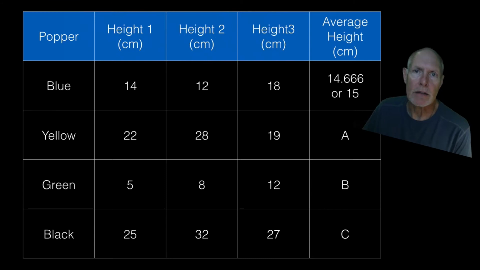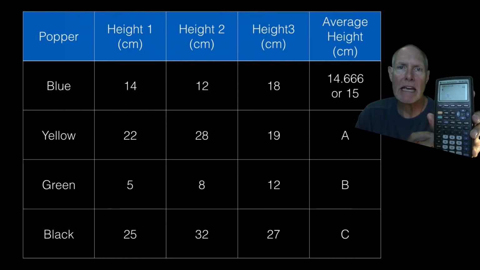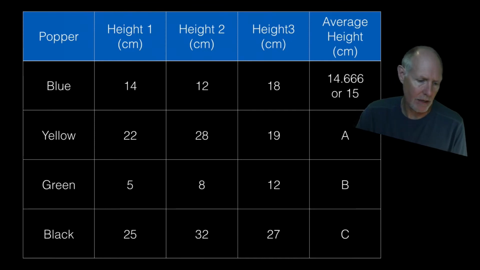Then this is just an example, but let's say I dropped a blue popper from 3 different heights. I did 14, 12, and 18, and I've recorded that information in my table. Once the table is completely filled out, the next thing I want to do is to find the average height for the blue popper. So in my calculator, I put down 14 plus 12 plus 18, and since there are 3 numbers, I will now divide by 3.